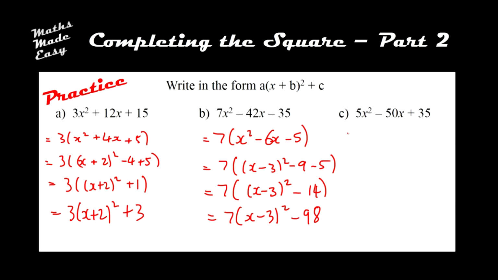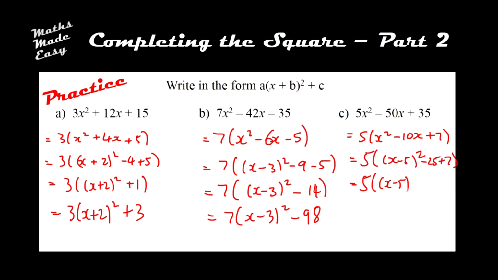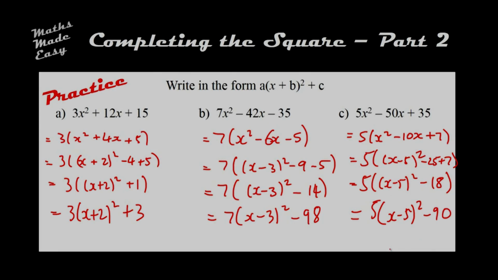And the final question then, I need to do 5 lots of x squared minus 10x plus 7. So now within the bracket we do a question, we have x subtract 5 all squared. I need to take 25 because of the 5 squared, then plus 7. If we simplify that, we get x minus 5 all squared. Negative 25 add 7 would give us negative 18. And then multiply back through, we get 5 lots of x subtract 5 all squared. 5 18s are 90, so negative 90. That completes the second video in the series on completing the square.